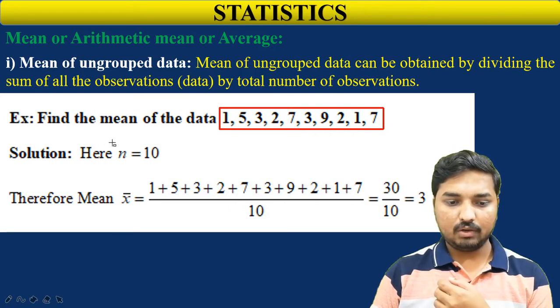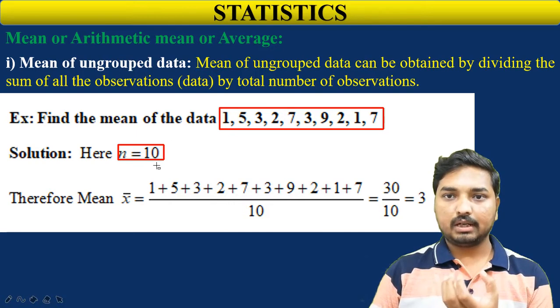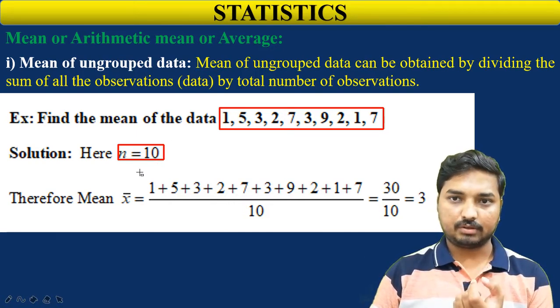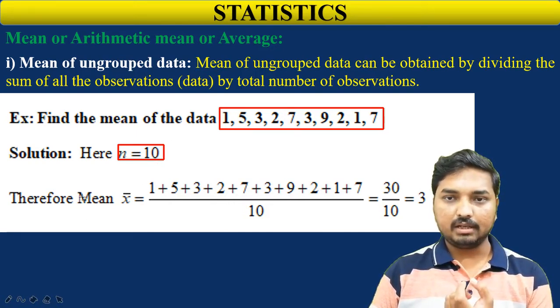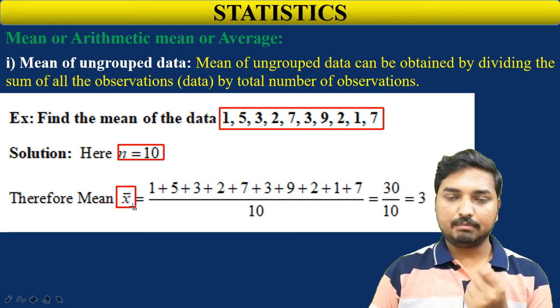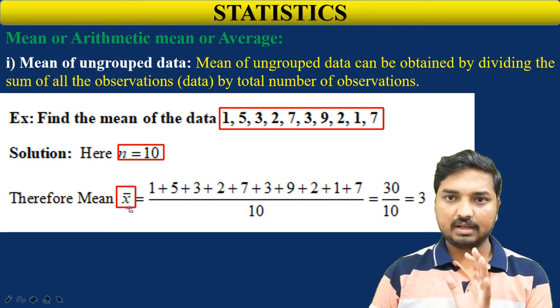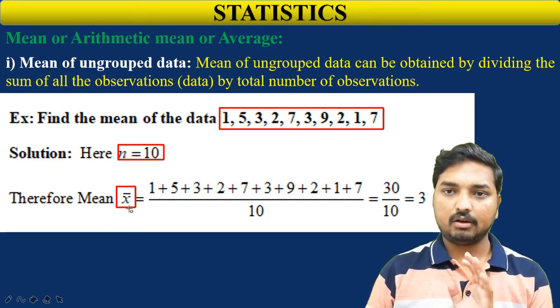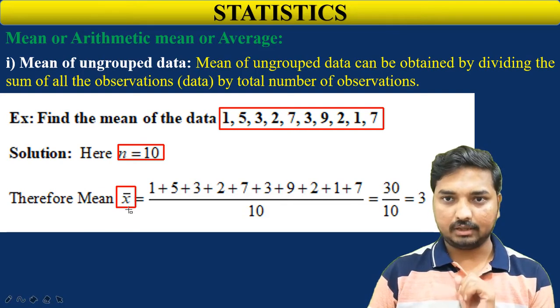So that's why the value of n becomes 10. It indicates the total number of data, the total number of observations. And to find the mean, the formula is very simple. X bar, remember one more terminology, X bar means the mean. Symbolically we indicate the mean like this, X bar. X bar means the mean of the observations or the mean of the data.